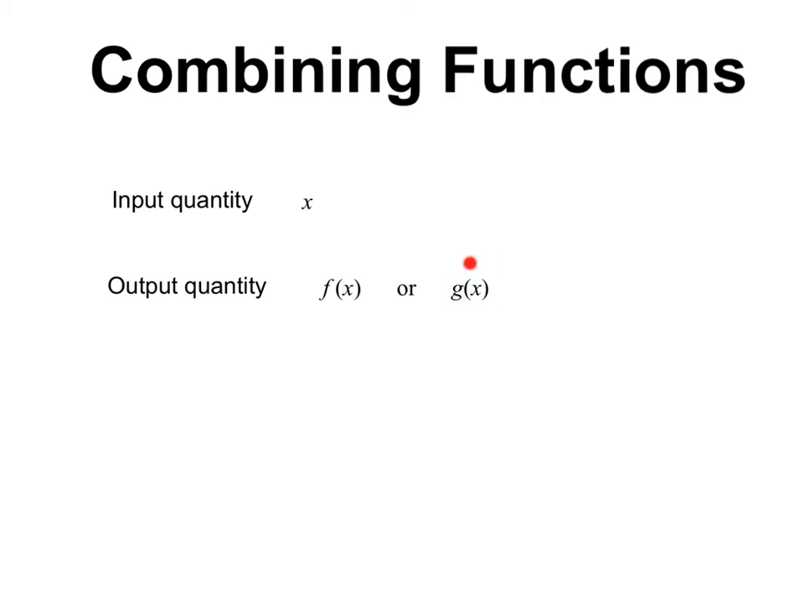In these situations, the f or the g is the name of the function, and the f of x or the g of x is the value of the output quantity. Finally, functions have a rule that assigns every input quantity in the domain to one specific output quantity. This rule can take the form of a table, a graph, a symbolic expression, or a description using words.